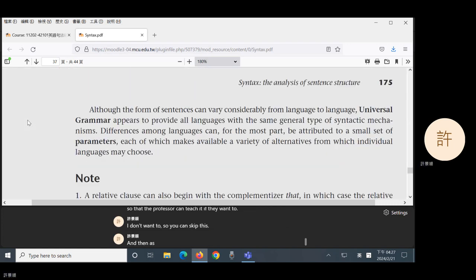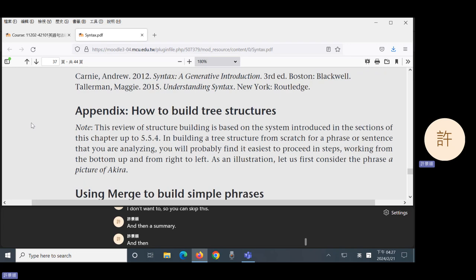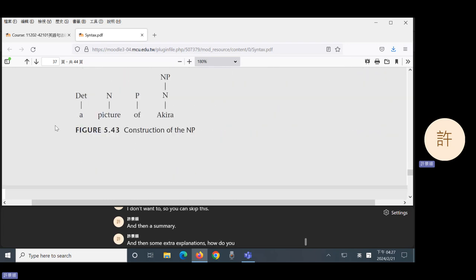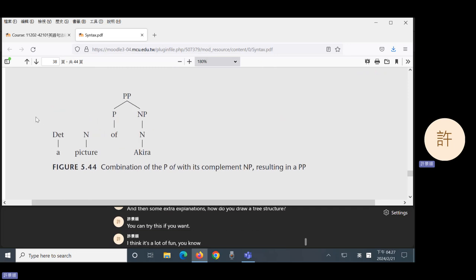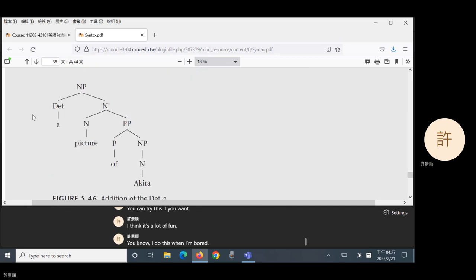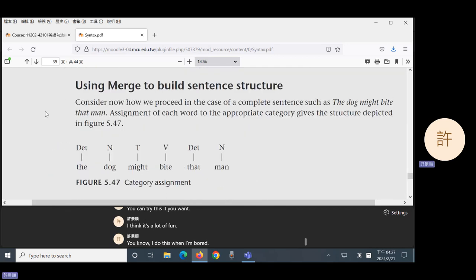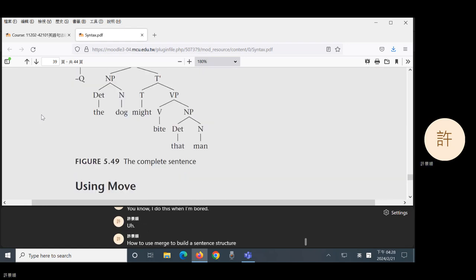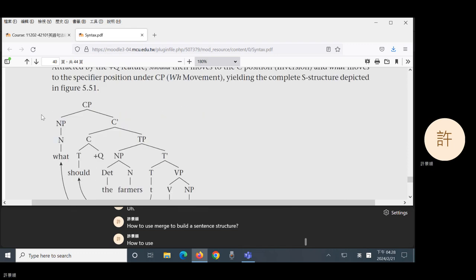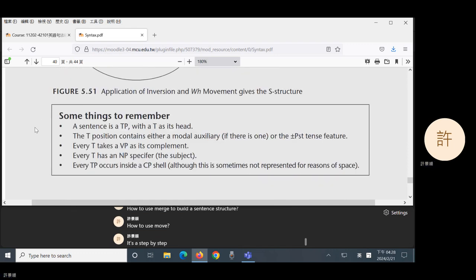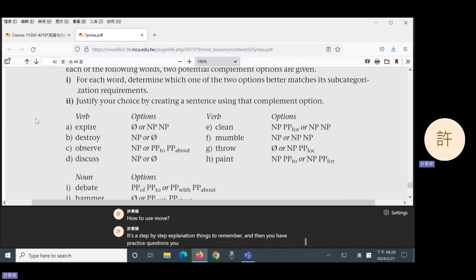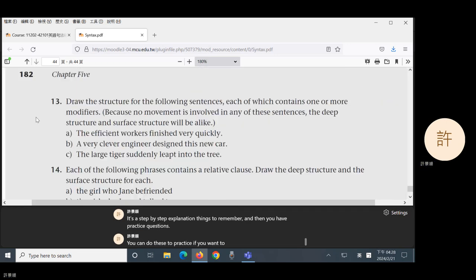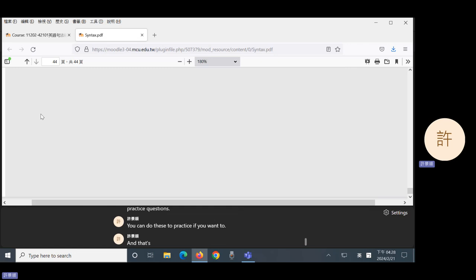And then a summary. And then some extra explanations. How do you draw a tree structure? You can try this if you want. I think it's a lot of fun. You know, I do this when I'm bored. How to use merge to build a sentence structure. How to use move. It's a step-by-step explanation, things to remember, and then you have practice questions. You can do these to practice if you want to. And that's it, 44 pages, done. So that's the basic idea.